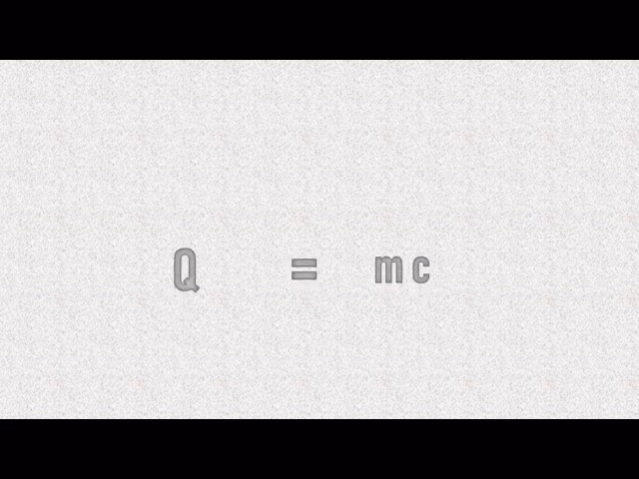The formula to find heat capacity is given as Q = mc, where Q is the heat capacity, m is the mass of the object, and c is the specific heat capacity.